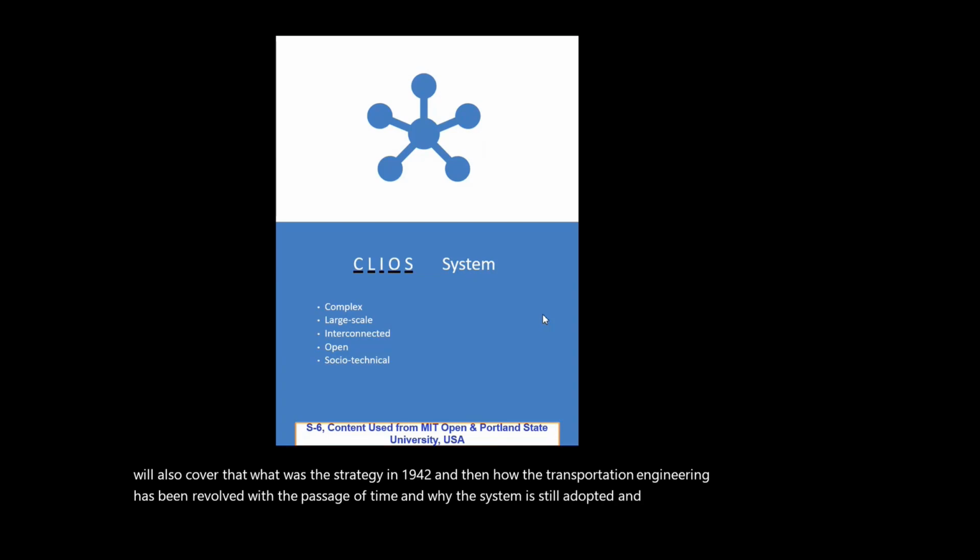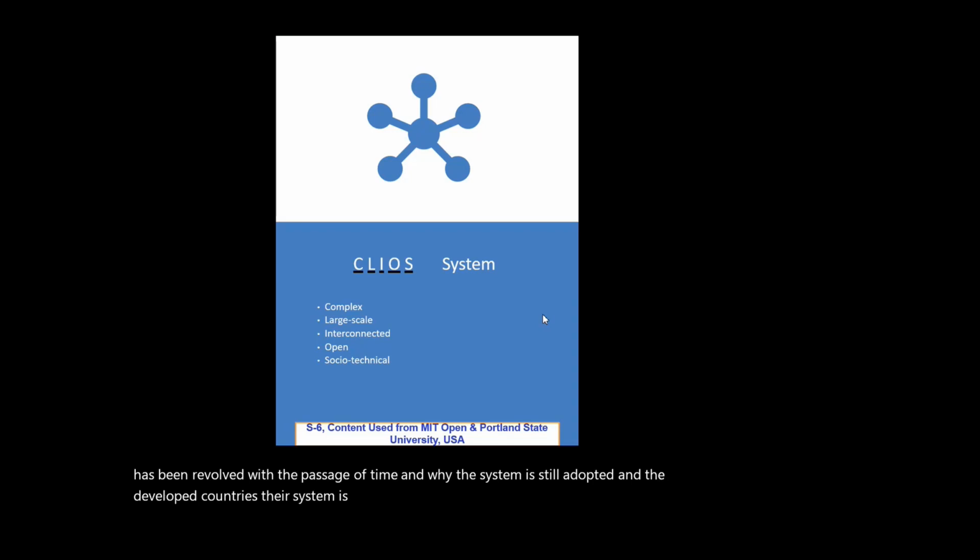and all the developed countries' systems are actually integrated and designed through the CLIOS system. So if you do not understand what CLIOS is, you cannot answer modern transportation system engineering questions. We will also discuss what we thought and what we still know about transportation. Then you will realize that we are far behind.